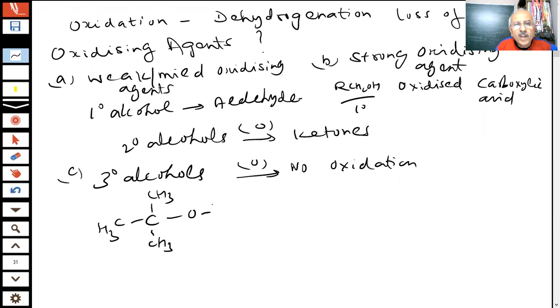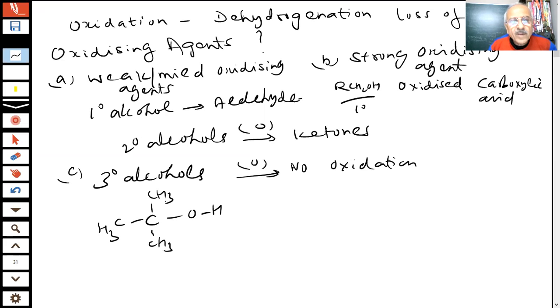This is a tertiary alcohol. There is no hydrogen on this carbon. There is no hydrogen which is present on this carbon. This is a CH3 group. If there is no hydrogen on this carbon, then what will happen? Then there will be no oxidation. No oxidation, students. There is no oxidation in this case because there is no hydrogen present.